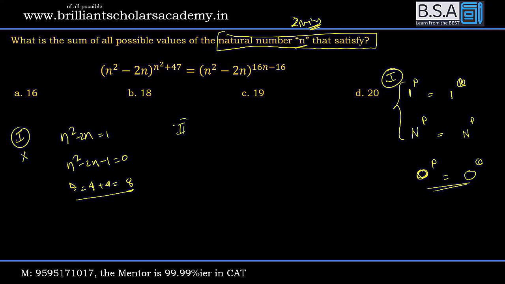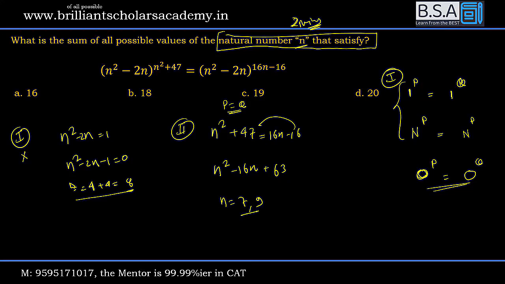Second possibility is I equate powers. n square plus 47, equating power, power p is equal to q. Powers is equal to 16n minus 16. If I rearrange, n square minus 16n, this 16 will become positive, plus 63. Now it is clear that one of the roots is 7 and the other root is 9. 7 into 9, 7 plus 9. The roots are 7 and 9.